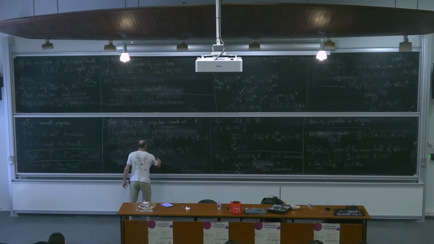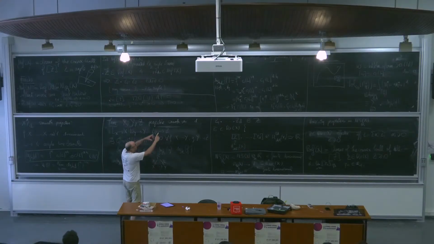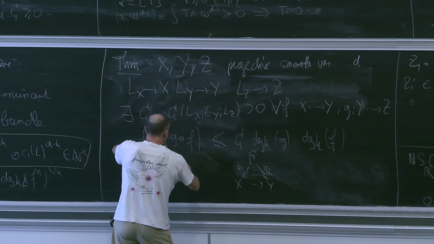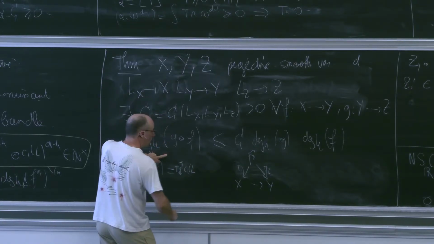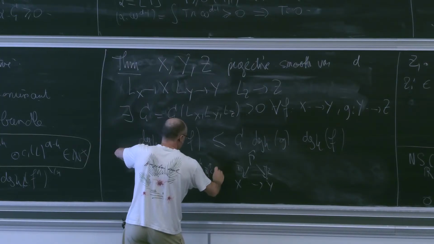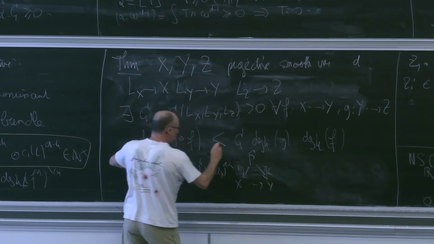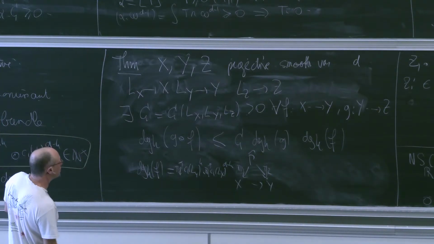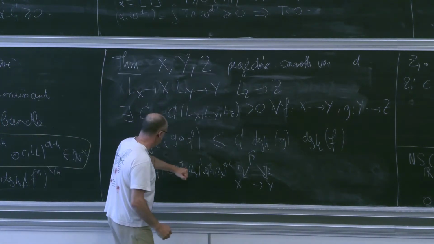What is this? You have the same diagram as above, but you go from x to y. You take exactly the same thing, except that you pull back by pi 2 star, and then you look at c1 of Ly to the power k, dot pi 1 star c1 of Lx to the power d minus k. And the same thing for g. Okay?